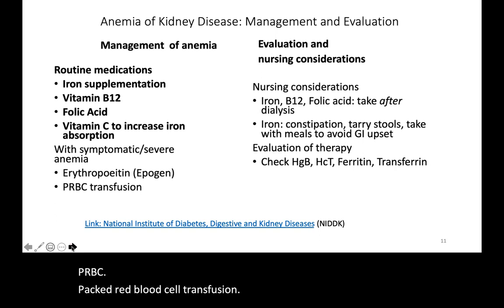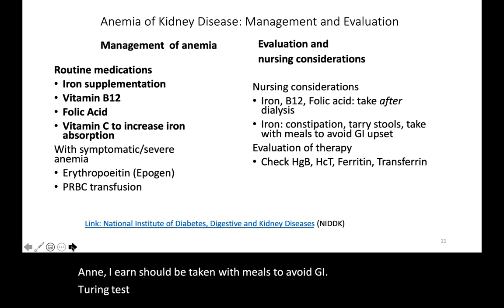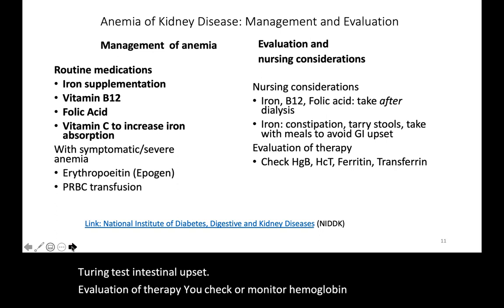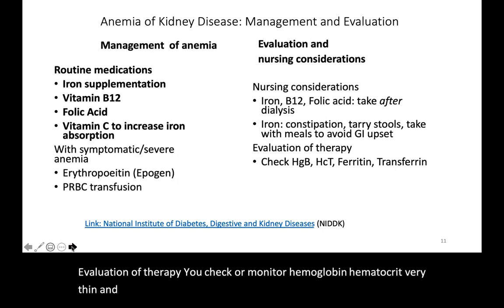Nursing considerations: iron, B12, folic acid should be given after dialysis. With iron, you monitor for constipation, tarry stools, and iron should be taken with meals to avoid GI or gastrointestinal upset. Evaluation of therapy, you check or monitor hemoglobin, hematocrit, ferritin, and transferrin.